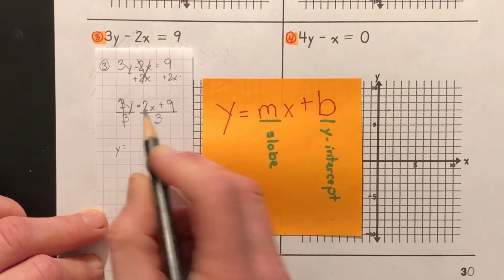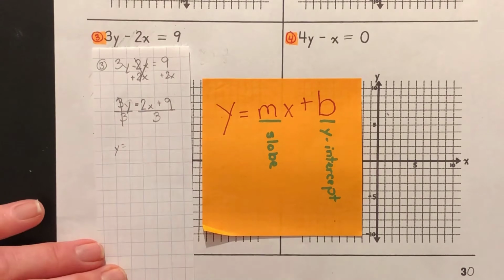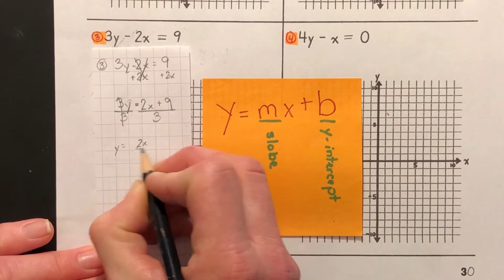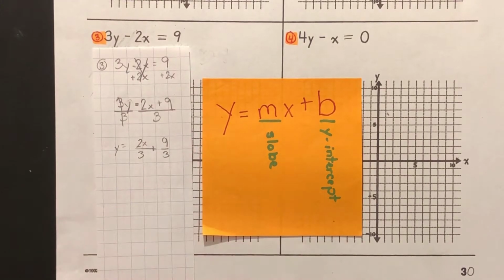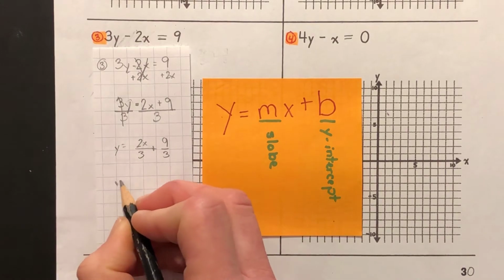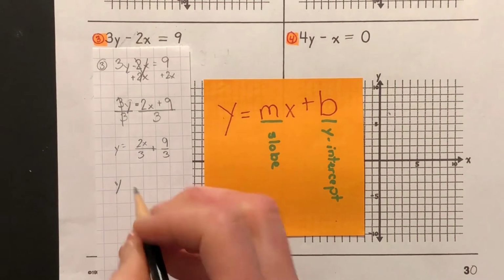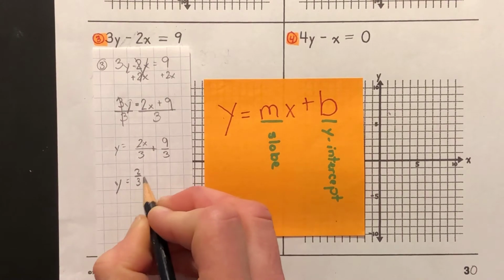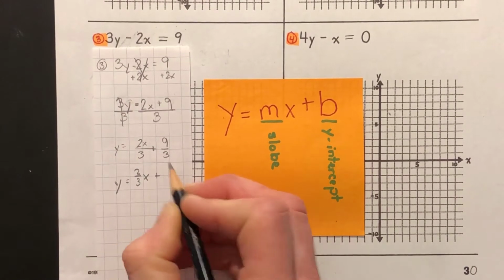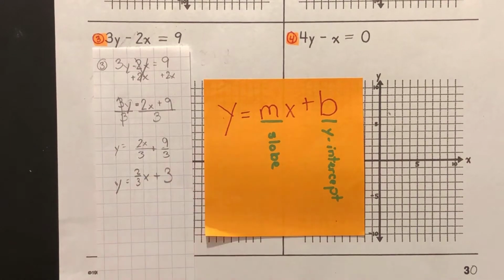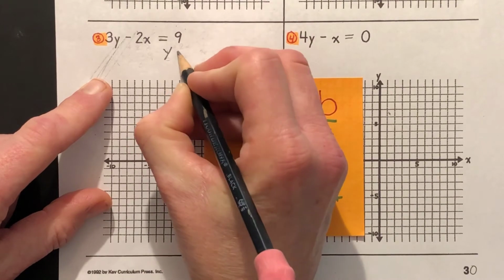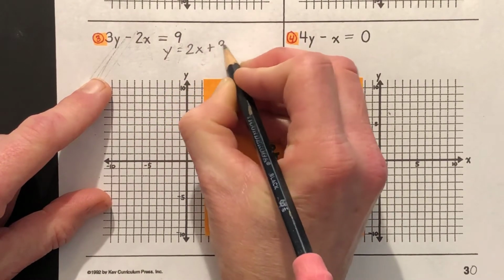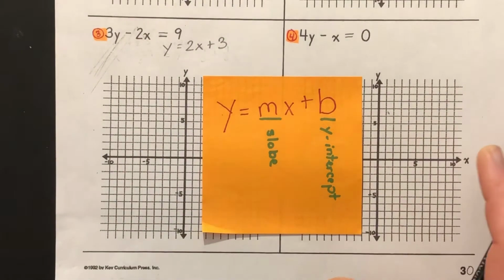y equals, I'm going to separate the terms. 2x divided by 3 plus 9 divided by 3. Almost there. Now, for the next step, I'm going to pull that x out and make it 2/3 x plus 9 divided by 3 is 3. The equation for number 3 is y equals 2/3 x plus 3. Let me just go ahead and do the other equation, and then we'll graph the 2.